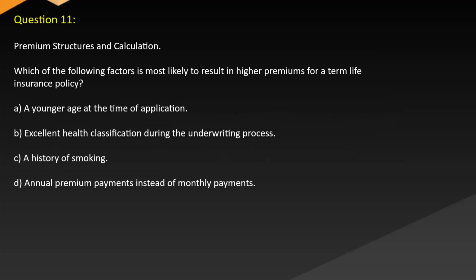Question 11. Premium structures and calculation. Which of the following factors is most likely to result in higher premiums for a term life insurance policy? A. A younger age at the time of application. B. Excellent health classification during the underwriting process. C. A history of smoking. D. Annual premium payments instead of monthly payments.